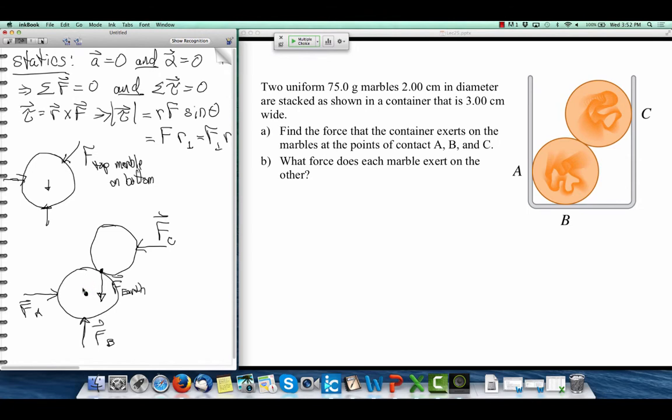Take that as a pivot point, and then you don't have to worry about FA or FB. They both go right through that pivot point, and neither of them produces a torque. So then you have a counterclockwise torque due to FC, and a clockwise torque due to the force by the Earth. This is the R perp for FC.